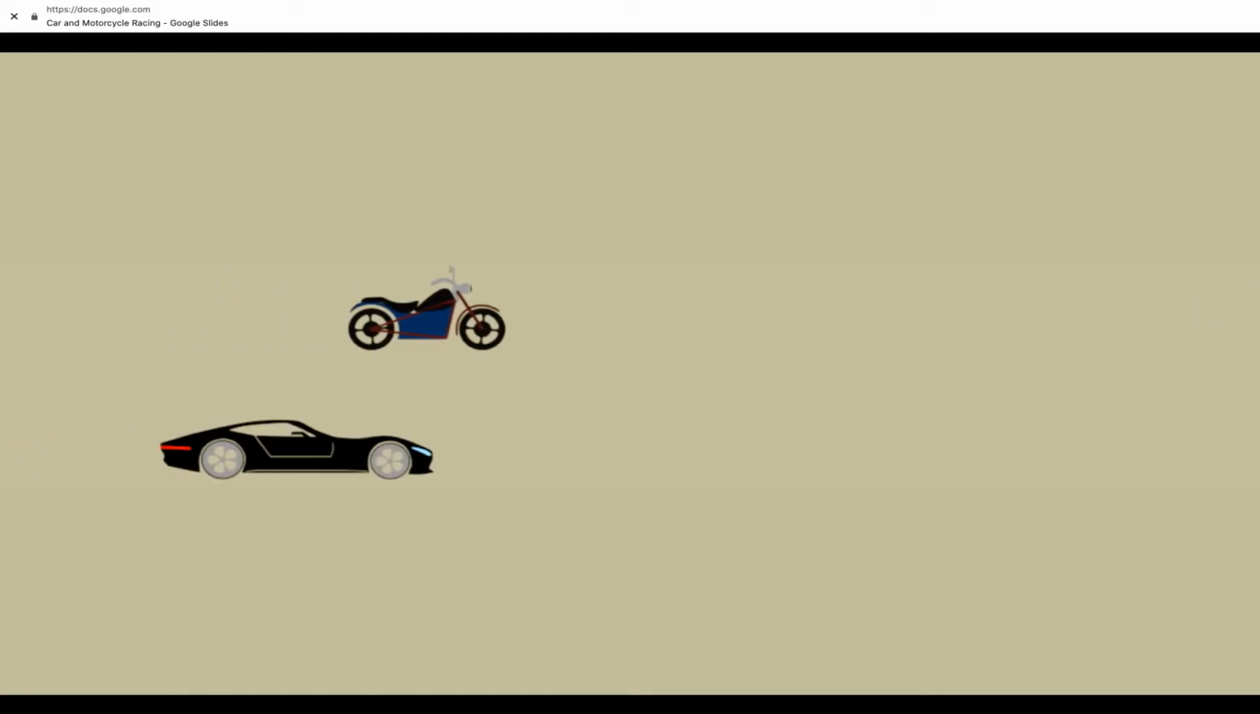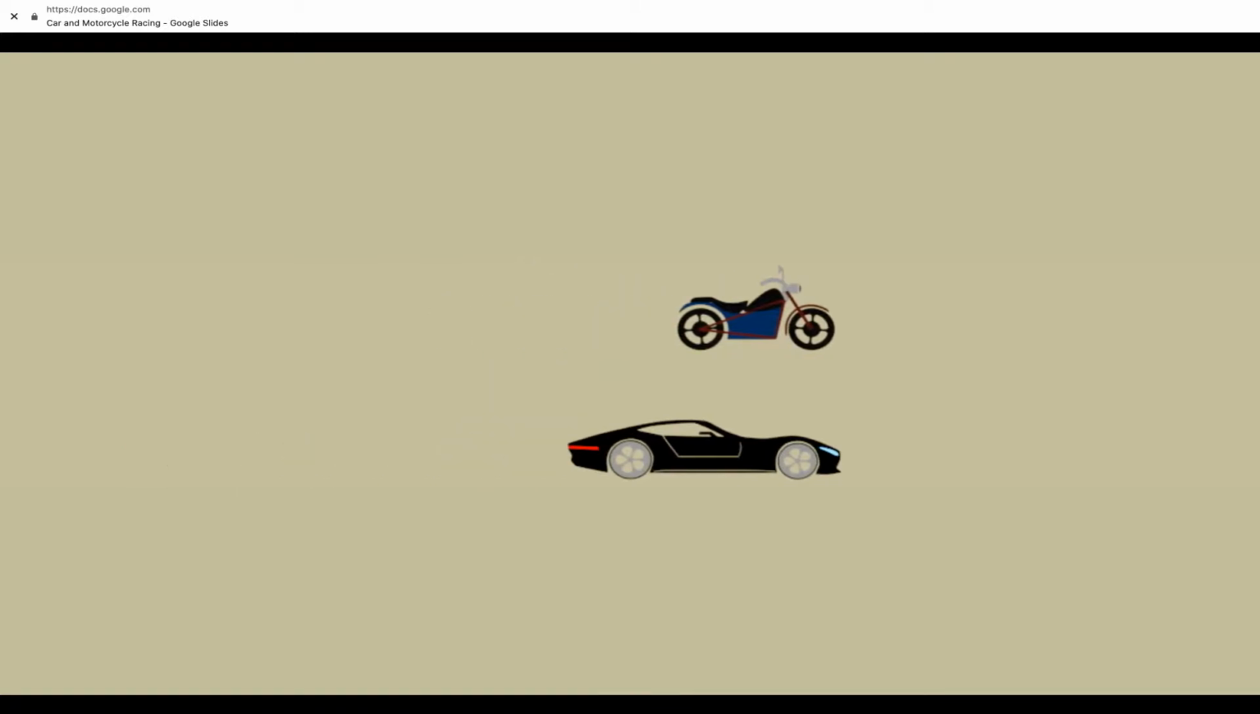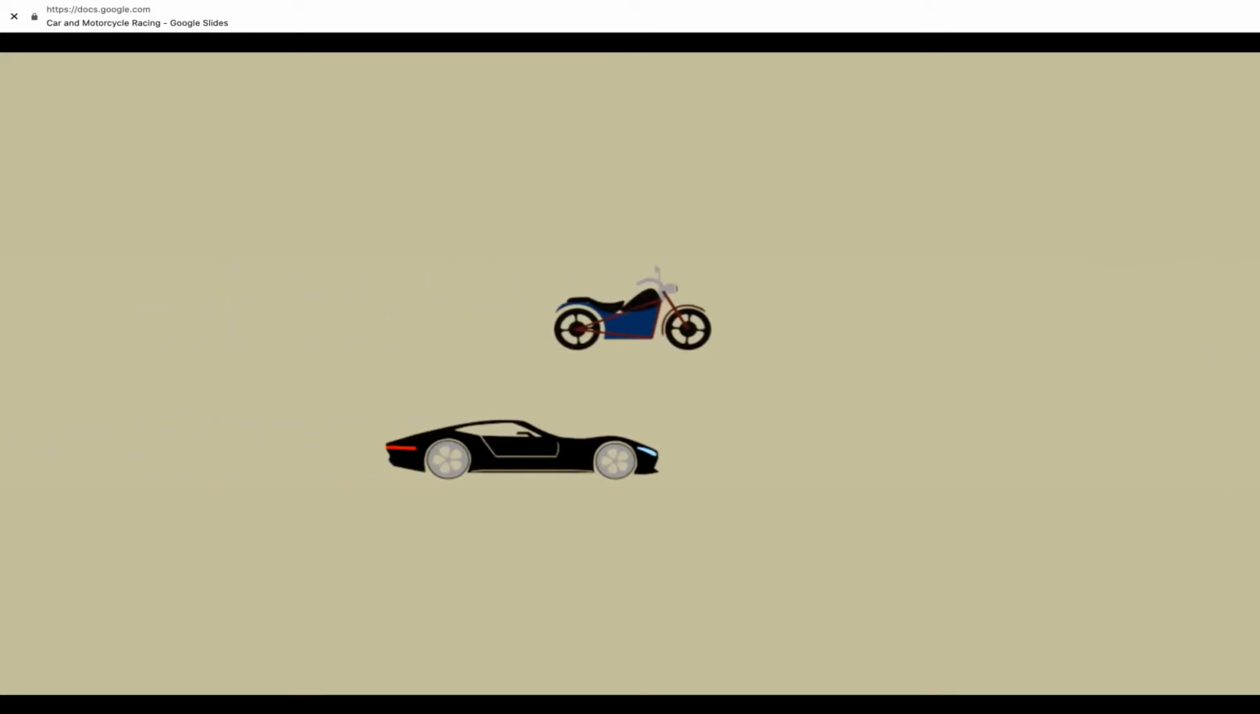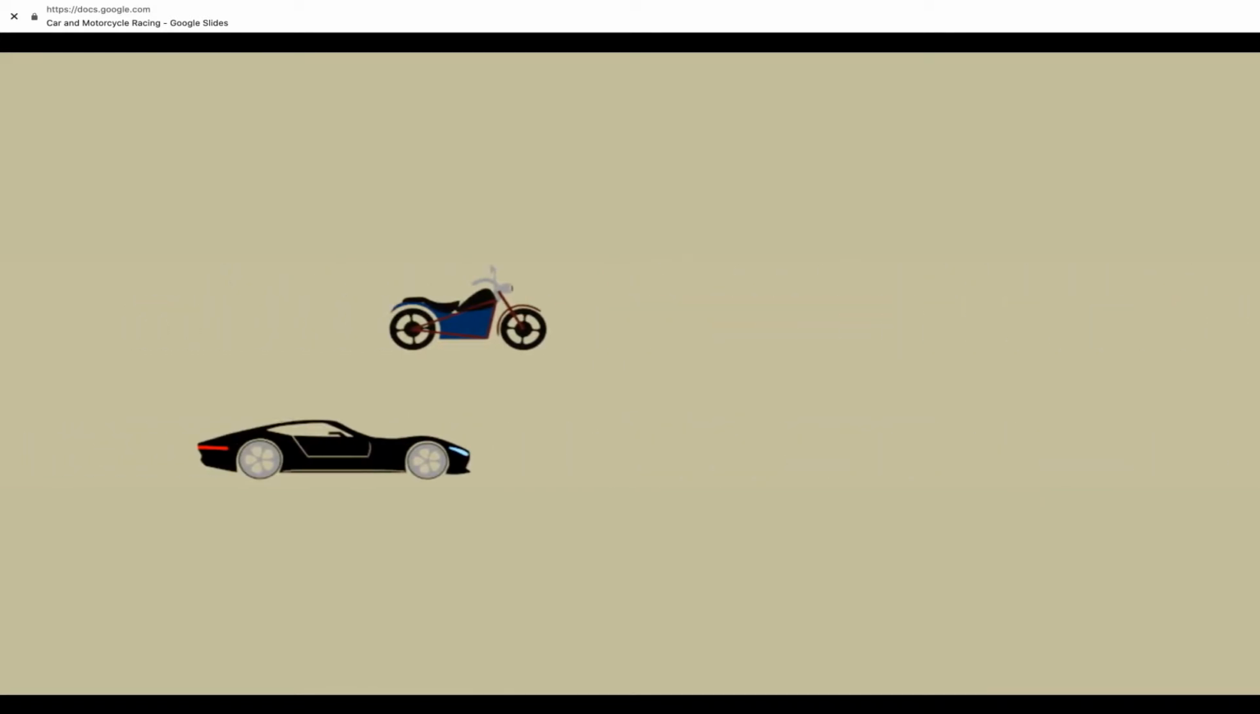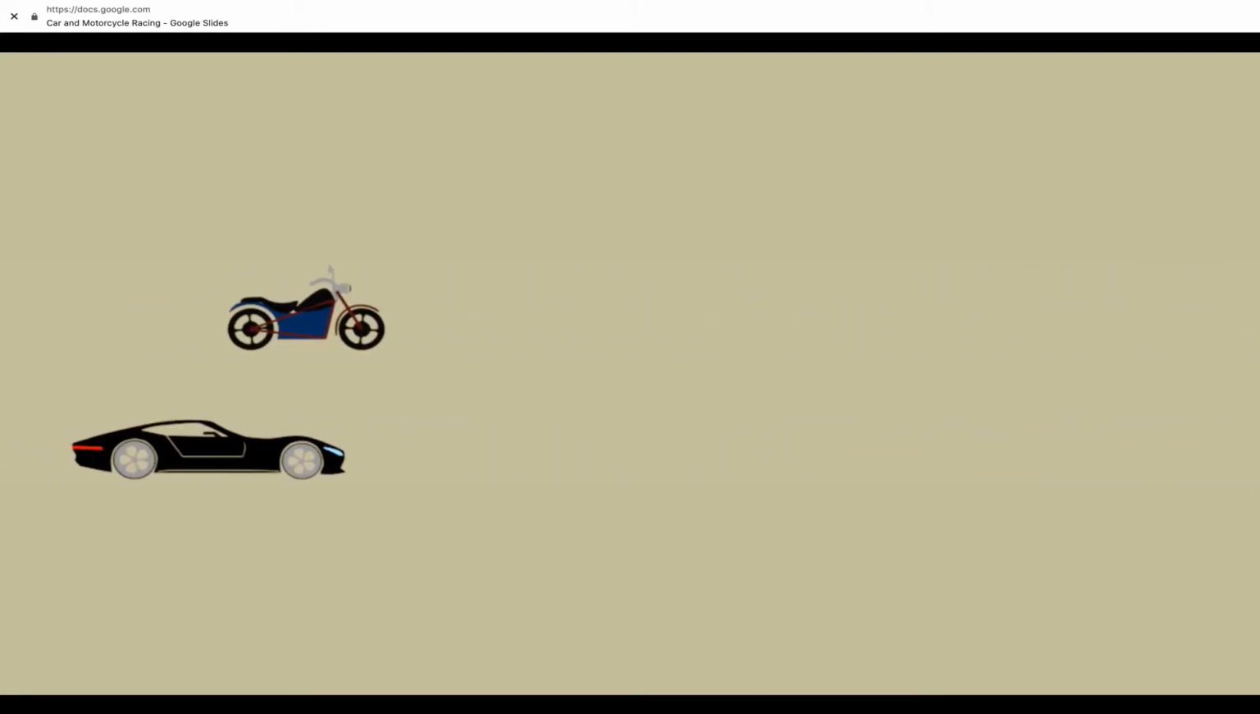We have a motorcycle and a sports car that both start from rest. That means initial velocity equals 0. And of course, in a race, they start from the same spot, right? They start at the same x position. We're going to use the x-axis for simplicity, moving along the positive direction, that's to the right. So that's what I have represented here.